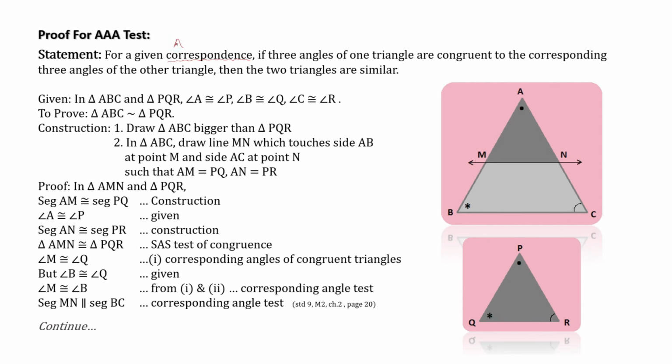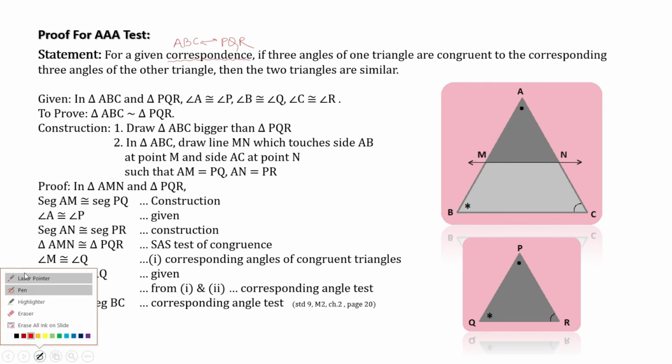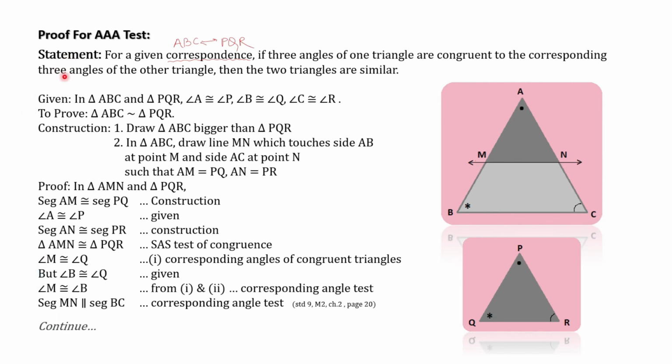ABC corresponds to PQR. Now let's go back to the theorem. So angle A, angle P, B, Q, and C, R are the congruent angles. To prove: triangle ABC is similar to triangle PQR, we have to prove they are similar to each other.